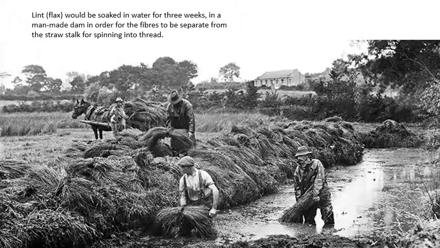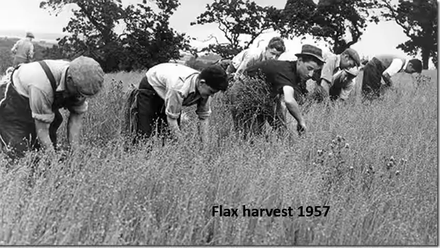As you can see here in the production of the flax, they would take the lint and soak it for weeks in a man-made dam in order for the fibres to be separated from the straw stalk for spinning to thread. And this is what would stink. This would be the mess where the frogs would go to mate. This is what disgusts Heaney. Here's a picture from the 50s, so you can see well into Heaney's childhood years, people still working the land and collecting flax.